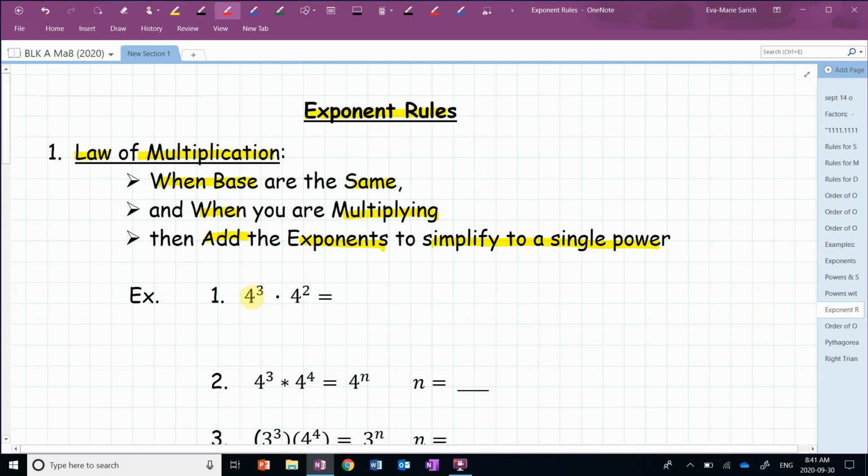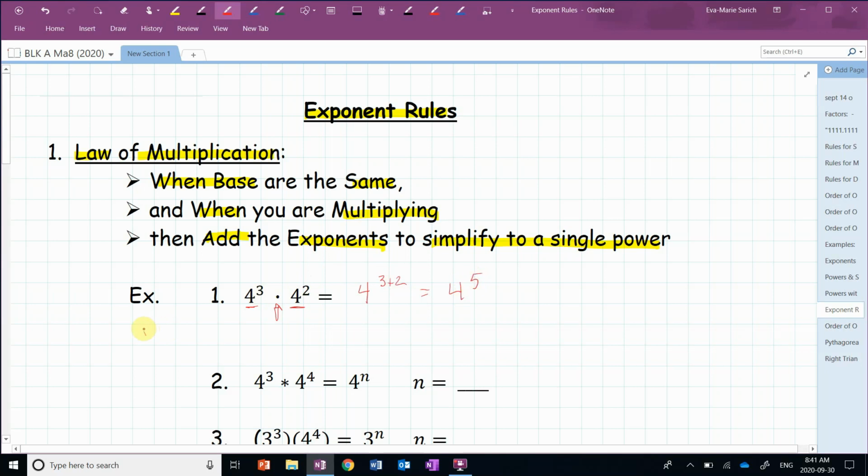So here's our first example. Notice there's a base 4 here and a base 4 here. So the powers have the same base. This dot means we're multiplying. So we keep the same base of 4 and we add the exponents. So 3 plus 2 gives us a final power of 4 to the 5th.